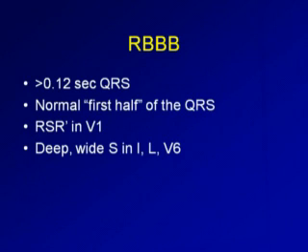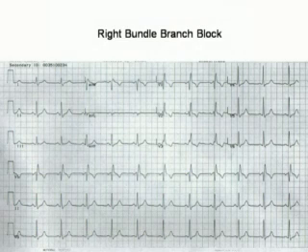With a right bundle branch block, we're going to get to see the right ventricle depolarize now in all of its glory. It's no longer going to be swallowed up by the vector of the left ventricle. So what we'll see is, again, greater than 3 millimeters duration, or 120 milliseconds. Normal activation of the left ventricle, so the first half of the QRS looks perfectly normal. And then we'll see the right ventricle depolarize, which gives us an R prime in V1 and deep wide S waves in 1, AVL and V6.